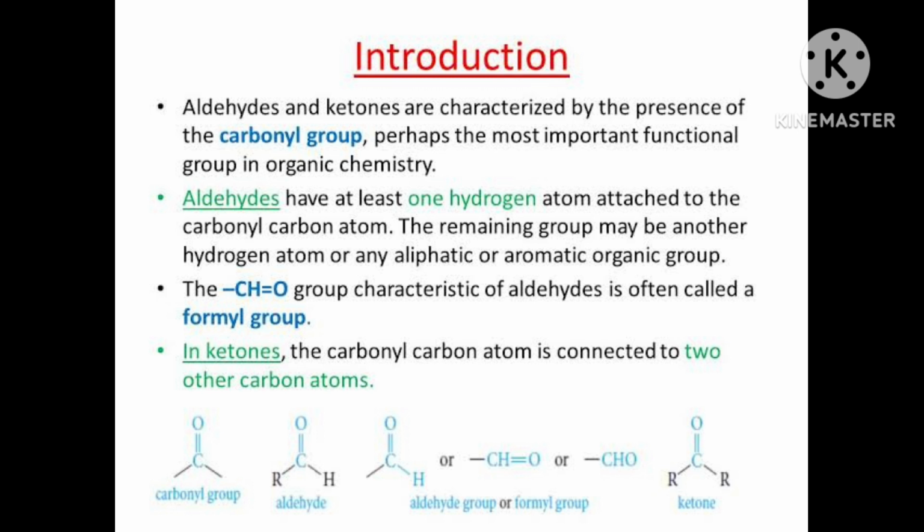Now RCOX: the carbonyl group CO is in the middle, on one side it is attached with R and on the other side with X. This is the general formula of acyl halide, RCOX. COX is the acyl halide, where X is a halogen.